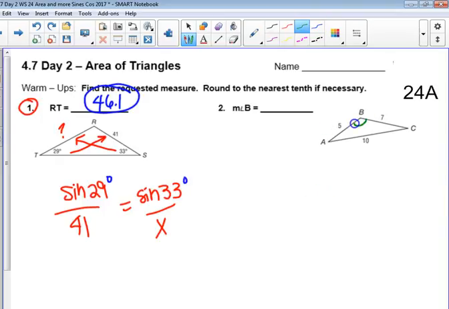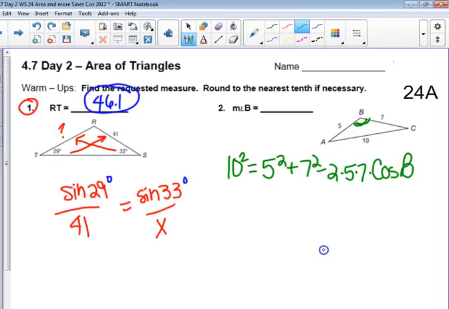How do we find angle B up here? We need law of cosines. And how's that going to be set up? There we go. Good job. 10 squared... cosine of B.